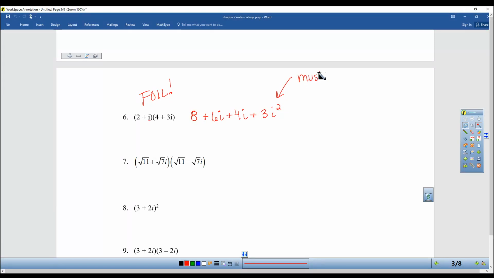You must simplify i squared. You are not allowed to leave it there. i squared is equal to negative 1. So this becomes 8 plus 10i minus 3. 3 times negative 1 is minus 3. And my final answer is 5 plus 10i.